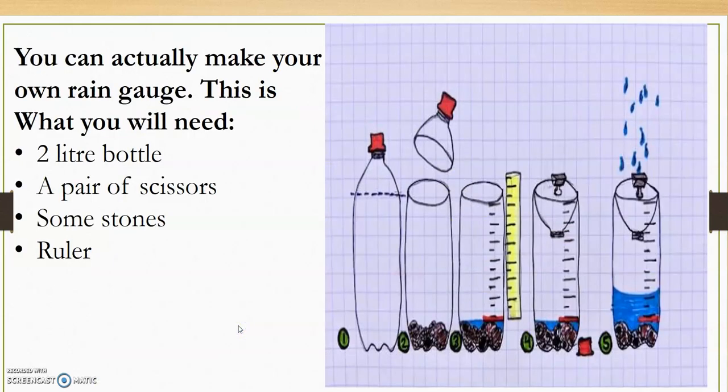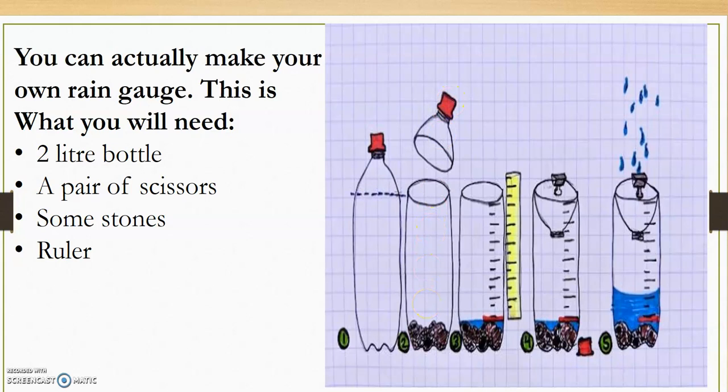All right, you can actually make your own rain gauge, and this is easy. All you need is a 2-liter bottle, scissors, some stones, and a ruler. Why do we need all these? We need a 2-liter bottle so that we are able to collect the rain that is going to fall. And then you just cut the top part of your 2-liter bottle so that you have something that looks like that. So now you have the top part of the bottle and the bottom part of the bottle.